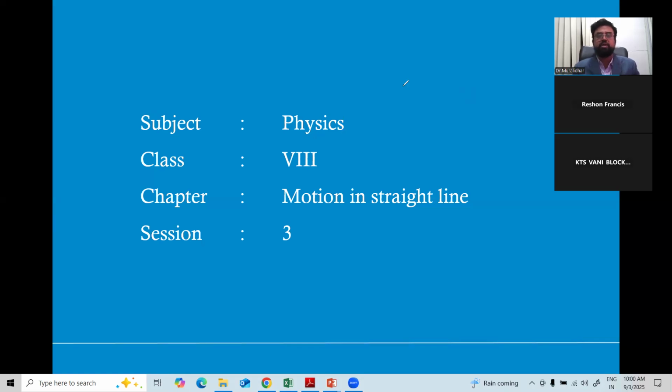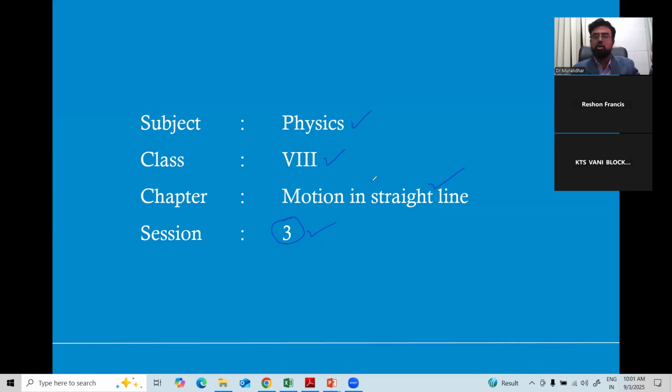As you all can see on the screen, and you are well aware, my subject is physics. We are in class 8. Our ongoing chapter is chapter number 2, motion in straight line. Today we are entering into session number 3. So far we completed 2 sessions, 2 classes on the topic of motion in straight line.